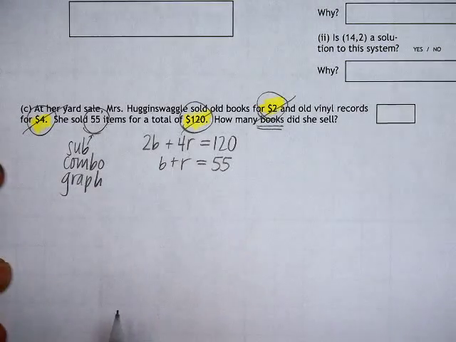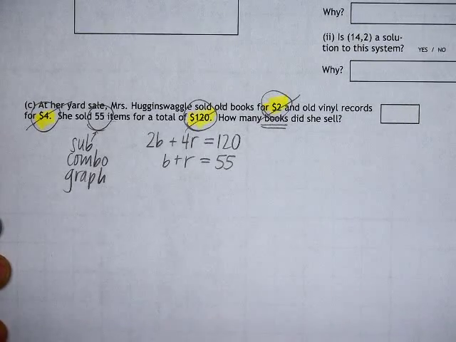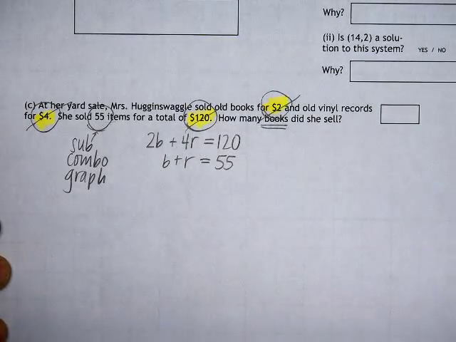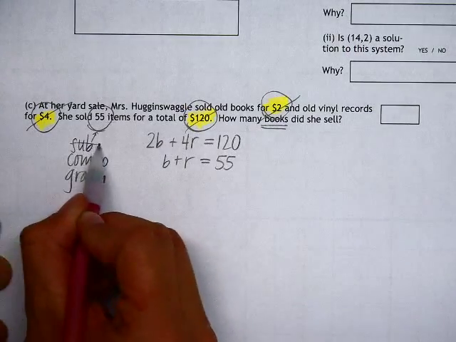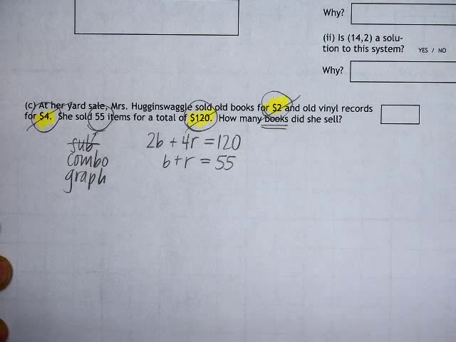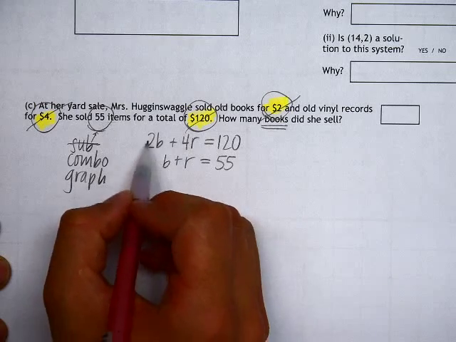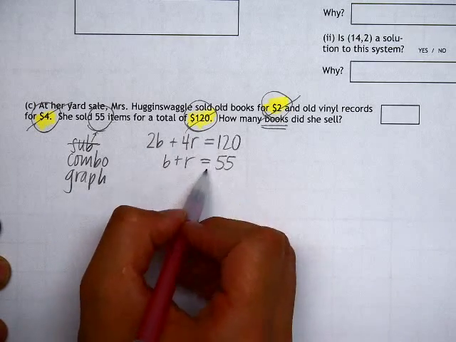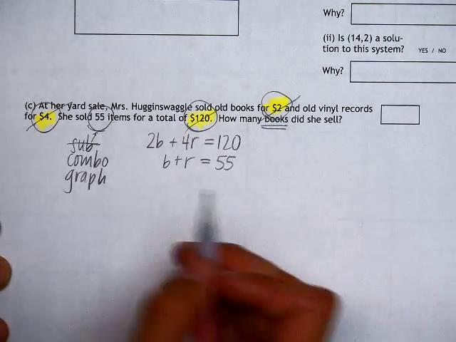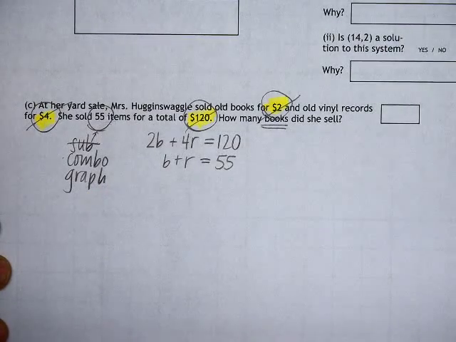Substitution was the one that we used when we had a variable by itself, like r equals or b equals. But if we look at our equations, we don't have that structure here. So substitution is probably not a very good call. Combination is the method we used when we have our variables lined up vertically. We can see that we have that working here. The b's are lined up, the r's are lined up, the equals lined up, and the numbers lined up. So it seems like combination is going to be a good bet. But let's just triple check our third method.